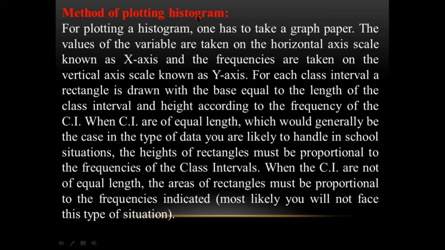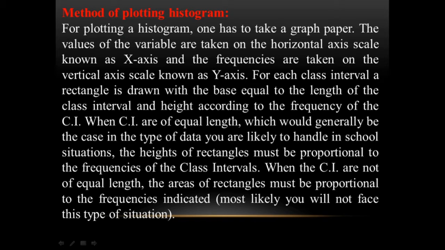Method of plotting a histogram. For plotting a histogram, one has to take a graph paper. The values of the variable are taken on the horizontal axis scale, known as the x-axis, and the frequencies are taken on the vertical axis scale, known as the y-axis. For each class interval, a rectangle is drawn with the width equal to the length of the class interval and height according to the frequency of the class interval.